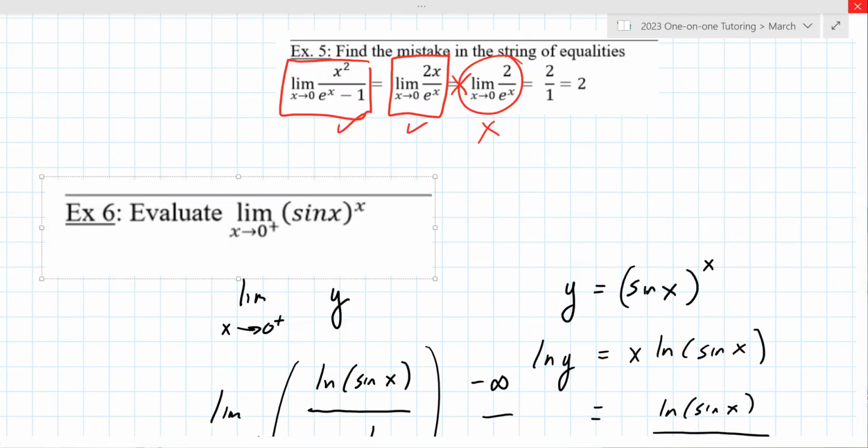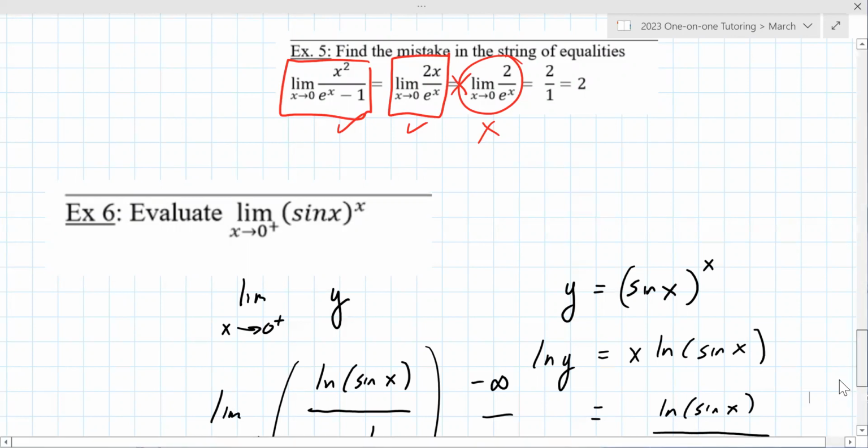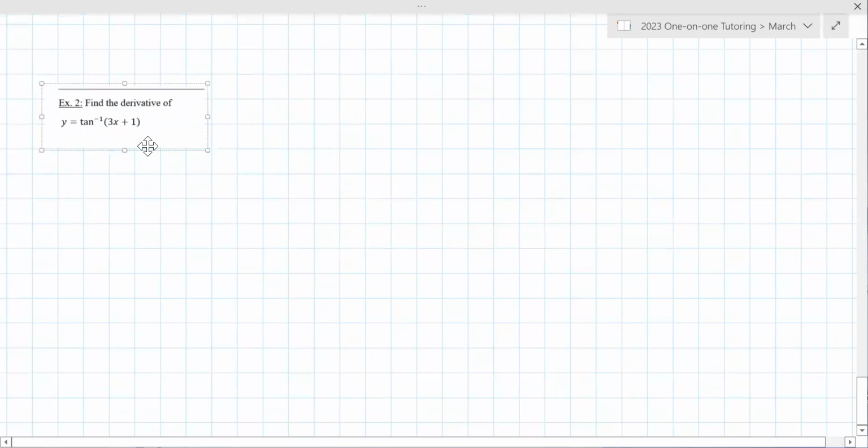So let's go to the other lesson and start on some of that stuff. Let's go right to the derivatives. Okay. This will be a good review. And then we can come back and do more L'Hopital's rule stuff if we need to.